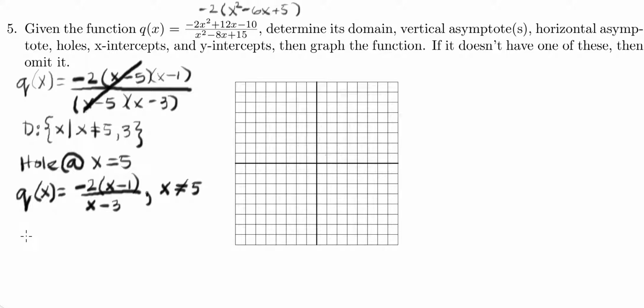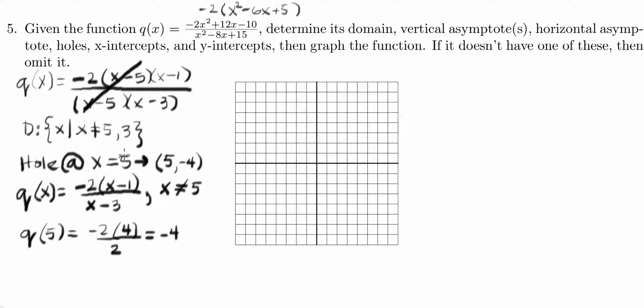So now we're going to find the hole. We're going to say q of 5. So we're going to plug 5 in, and we're going to get negative 2 times 5 minus 1, which is 4, over 5 minus 3, which is 2. And then we simplify this, and we get negative 4. So we have a hole at x equals 5, which now has an ordered pair of 5, comma, negative 4. So that's the first part of the problem.